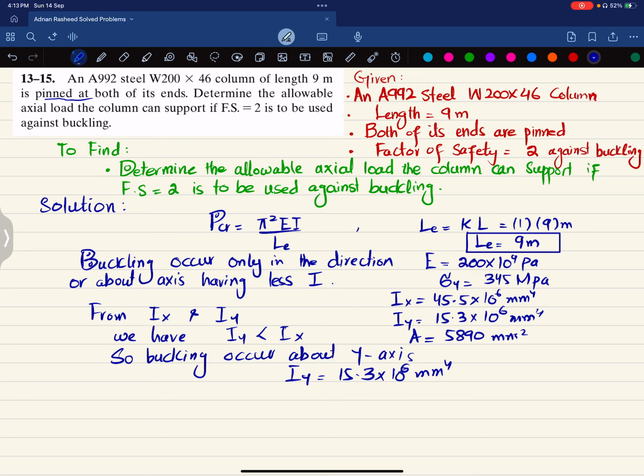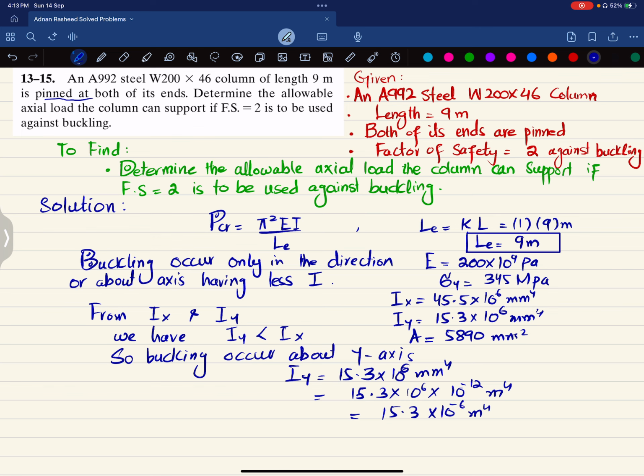We will convert it into meters. So 15.3 into 10 raised to the power 6, and you remove milli. So milli is 10 raised to the power minus 3, power 4 is 10 raised to the power minus 12, and it will be millimeter power 4. So what I get will be equal to 15.3 into 10 raised to the power minus 6 meter power 4.